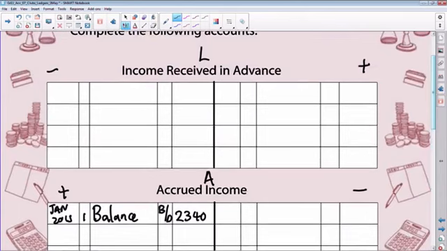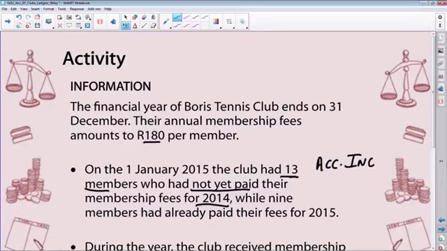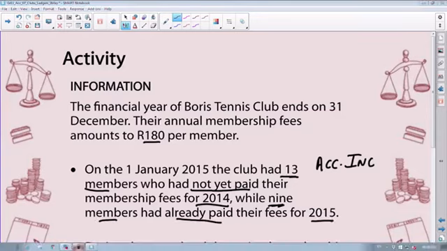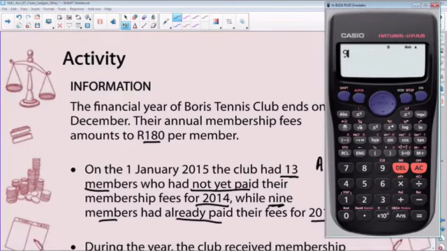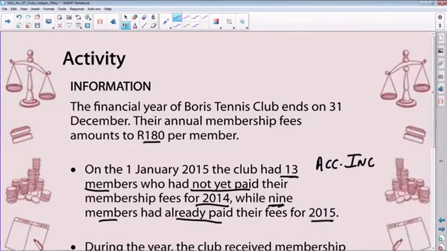So income received in advance. If I go back to my information, on the 1st of January, we already know 13 members had not yet paid their membership fees for 2014, while 9 members had already paid their fees for 2015. So again, let's get the calculator out. We've got 9 members, so 9 times 180. So we've got 1,620 being income received in advance.